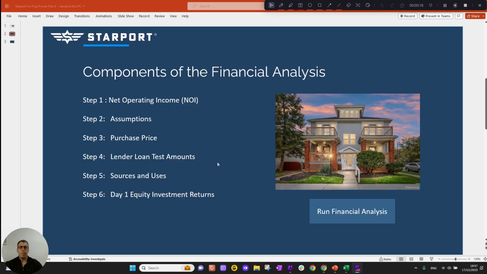So let's look at the components that make up a detailed financial analysis. First and foremost, we have to get a deeper understanding of the income and expenses coming off of a property so that we can determine how much money the property makes, essentially the profit. Although in real estate we call that NOI, or net operating income. Income minus the expenses gives you the NOI.